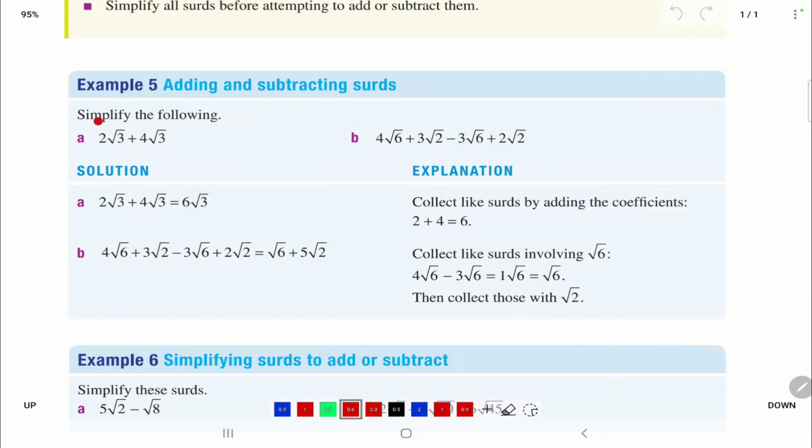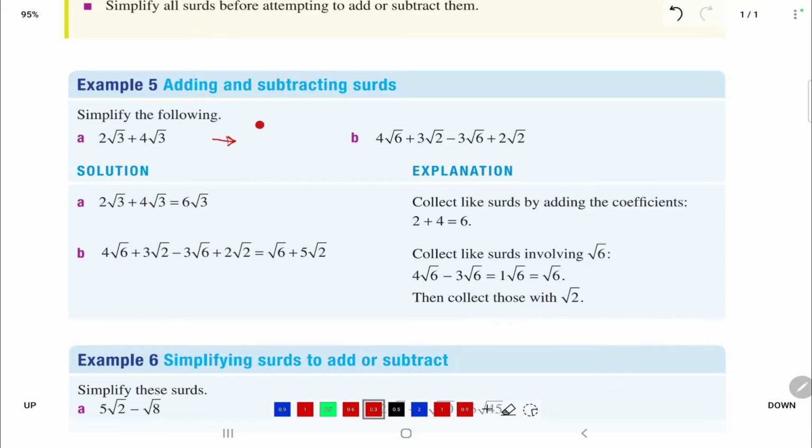Now you can see here, simplify the following: 2 under the square root 3 plus 4 under the square root 3. So the solution for this one will be like this. As long as this is under the square root, it is similar to this one, it is the same, so I can consider this one as the coefficient of this term, and we can just add 2 plus 4, and it will equal 6 multiplied by the square root of 3.